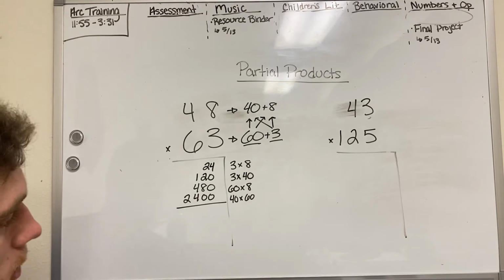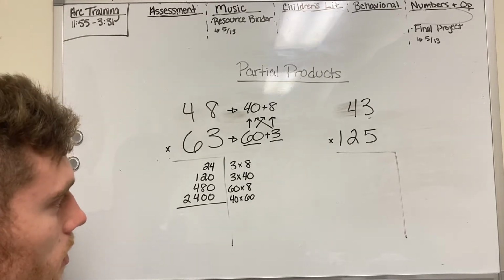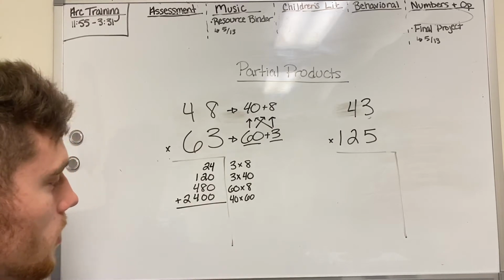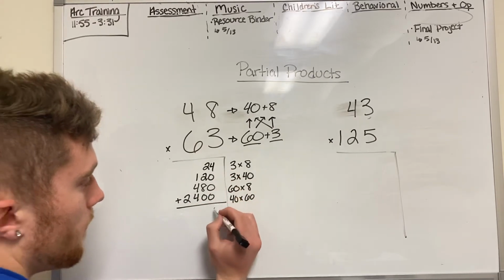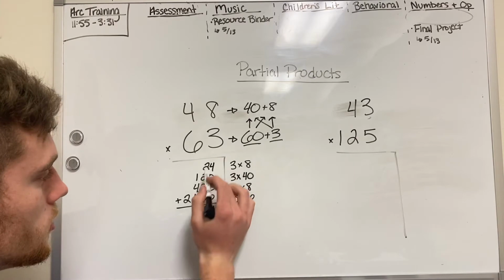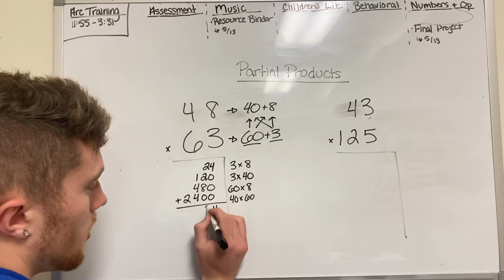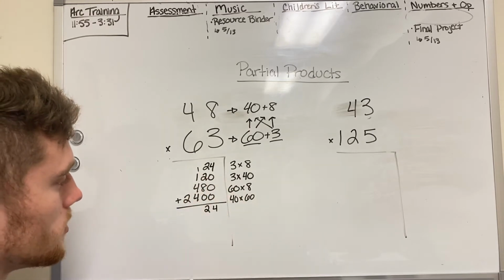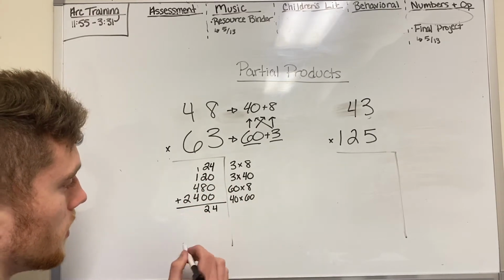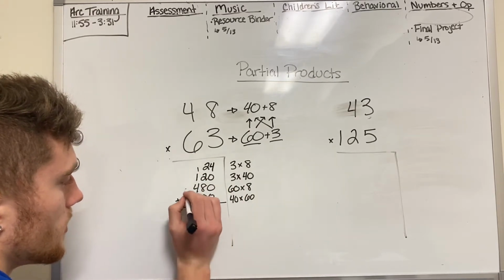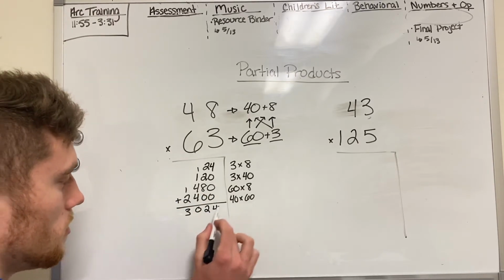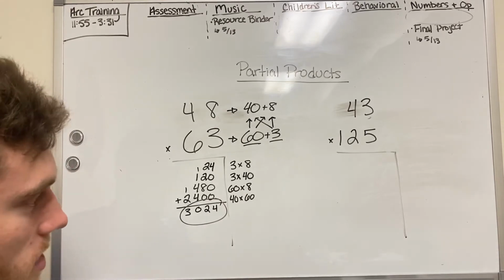Now that we have these partial products, we need to add these together to get our final product. So we have 4. 2 plus 2 is 4, plus 8 is 12, so we write the 2, carry the 1. 1 plus 1 is 2, plus 4 is 6, plus 4 is 10. Write the 0, carry the 1. 1 plus 2 is 3, which gives us our final answer of 3,024.